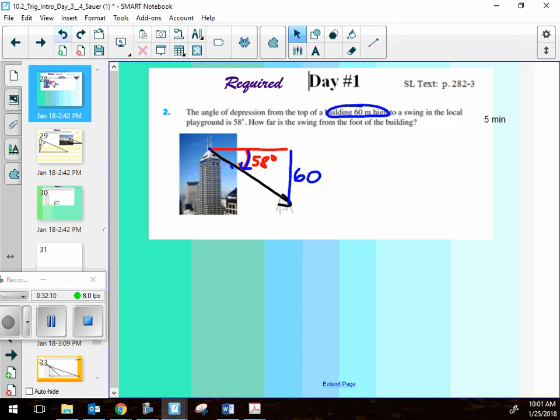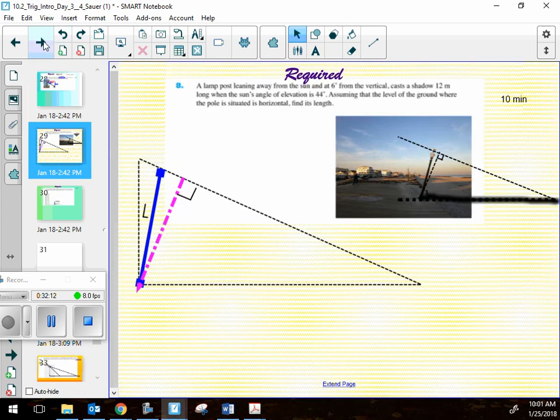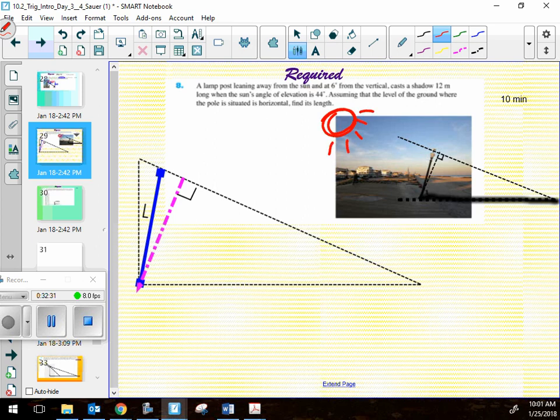Okay, now that that's set up, that'll be an easy one. Well, let's do a few more. I want you to do this one. Now this one, here's the lamp post. Okay, the lamp post is leaning away from the sun. Here's your drawing. Here's where the sun would be. I want you to put the sun on here.